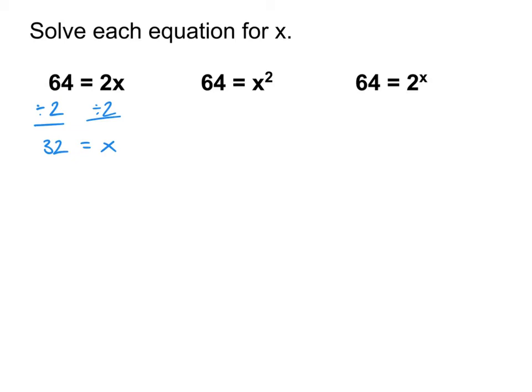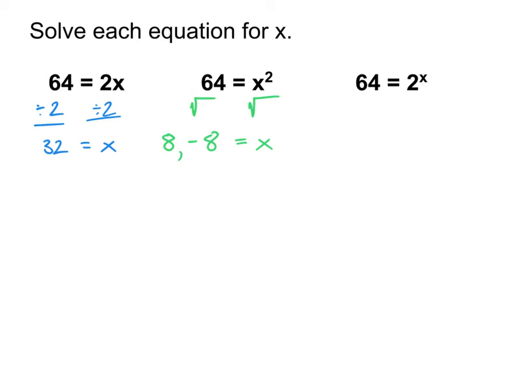We still see an x and a 2, but notice this time the 2 is in the exponent. So in order to solve this then, I am actually going to need to take the square root of both sides. And so the square root of 64 is 8. So you might be thinking 8 equals x, but remember, anytime you take a square root or any even root of both sides of an equation, you need to include both the positive and negative versions of that answer. And so here x equals 8 or negative 8.